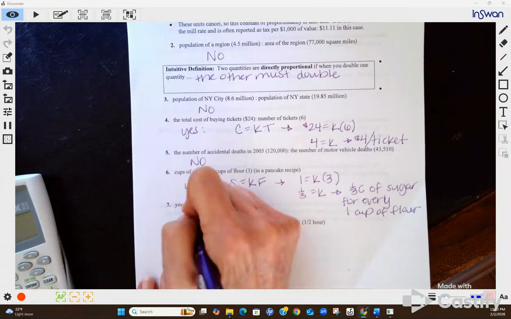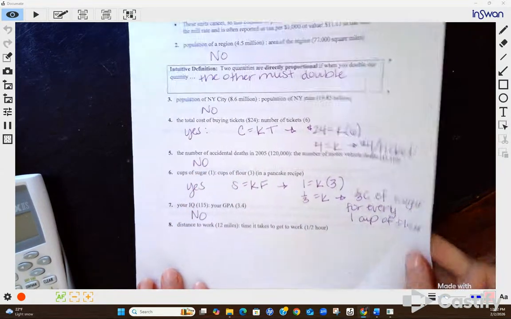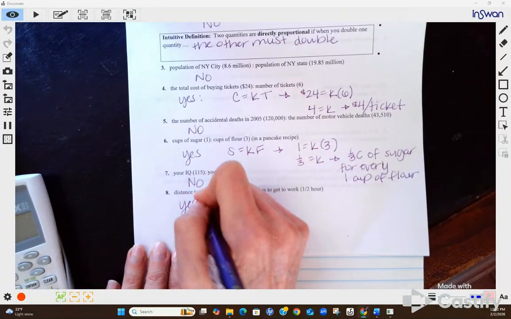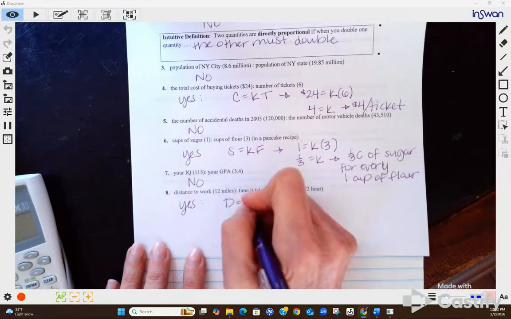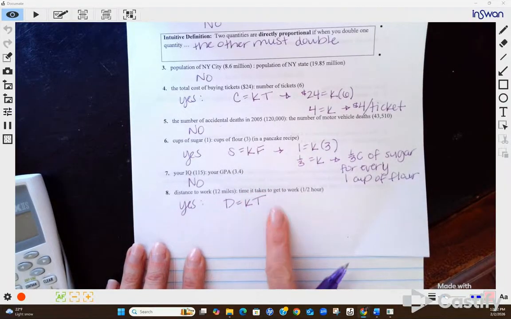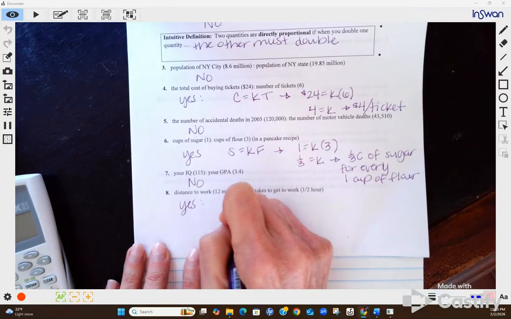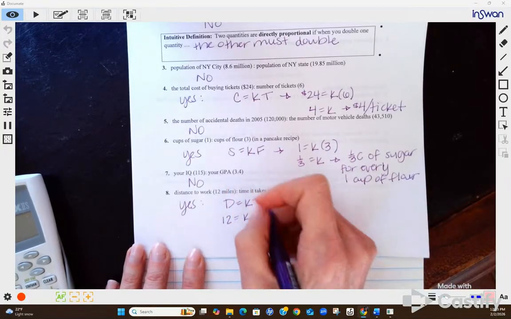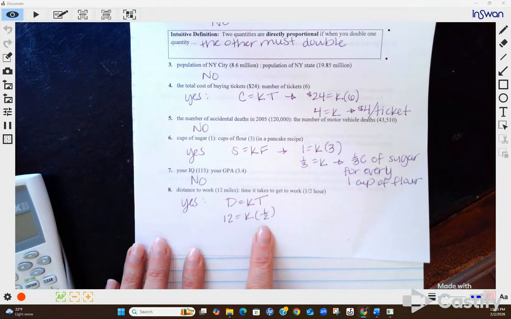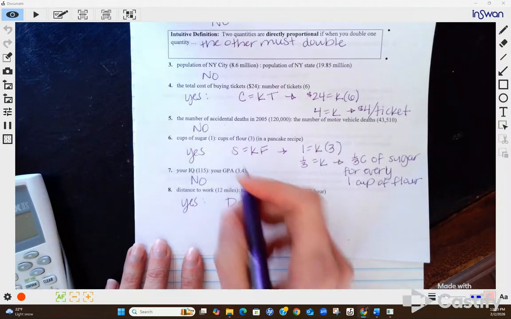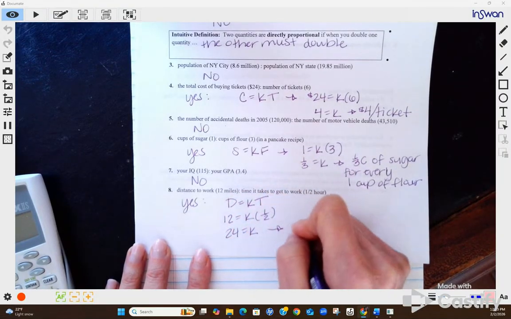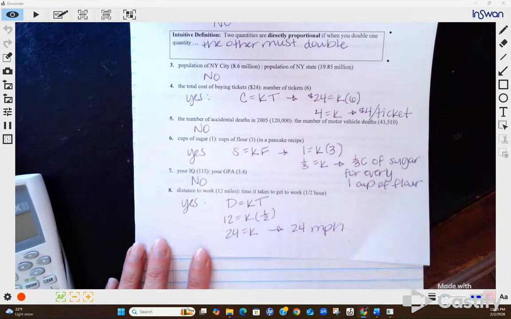Okay, IQ and GPA, those were not proportional. Distance to work versus the time it takes to get to work, yes, those were proportional. So distance is proportional to time. If your distance is 12 miles and it takes you half an hour to get to work, divide both sides by the number with k. 12 divided by 1/2 is 24. So the constant of proportionality is 24, which in this case means that you're moving at 24 miles per hour.